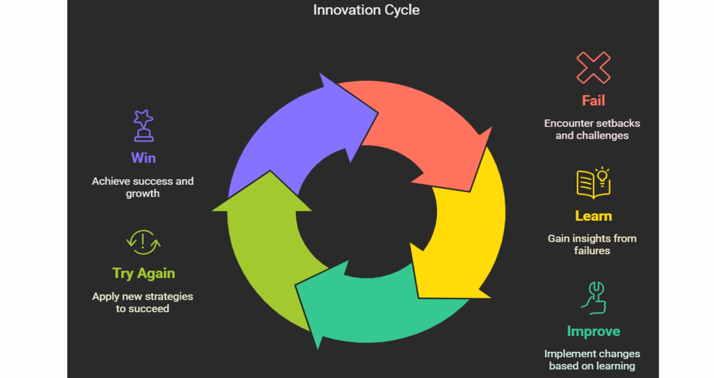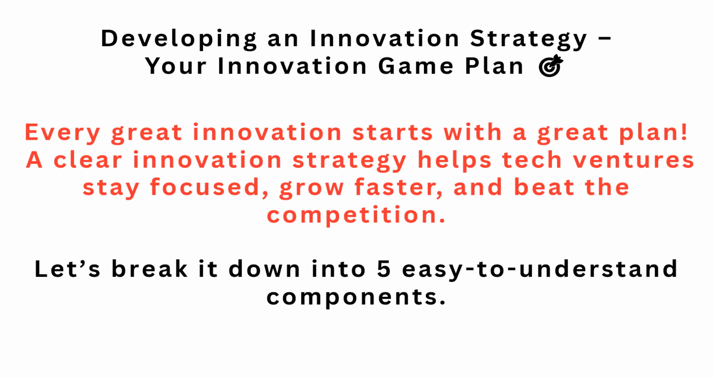So this is how the innovation cycle looks. It starts when you fail, which is you encounter setbacks and challenges, and you learn from the failure, which is you gain insight from failure. Then you improve, which is you implement changes based on learning, and you try again by applying new strategies to succeed, and at last you win. You achieve success and growth.